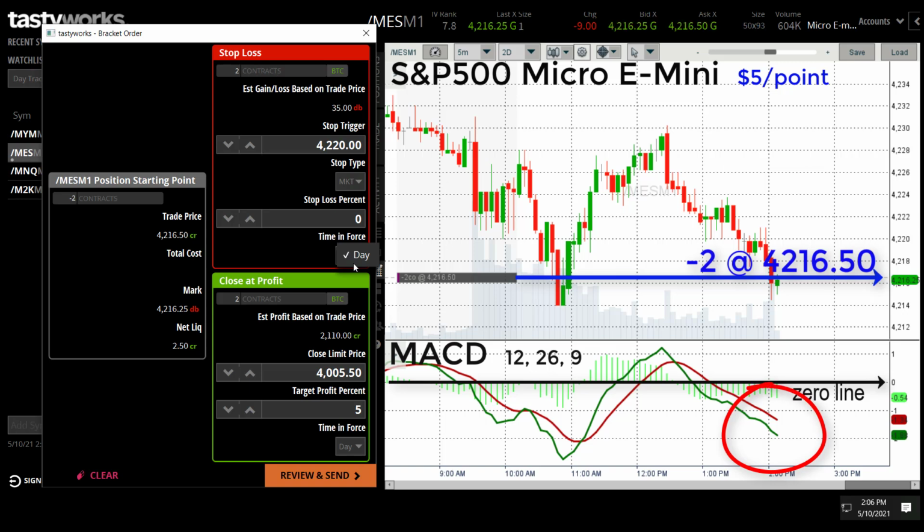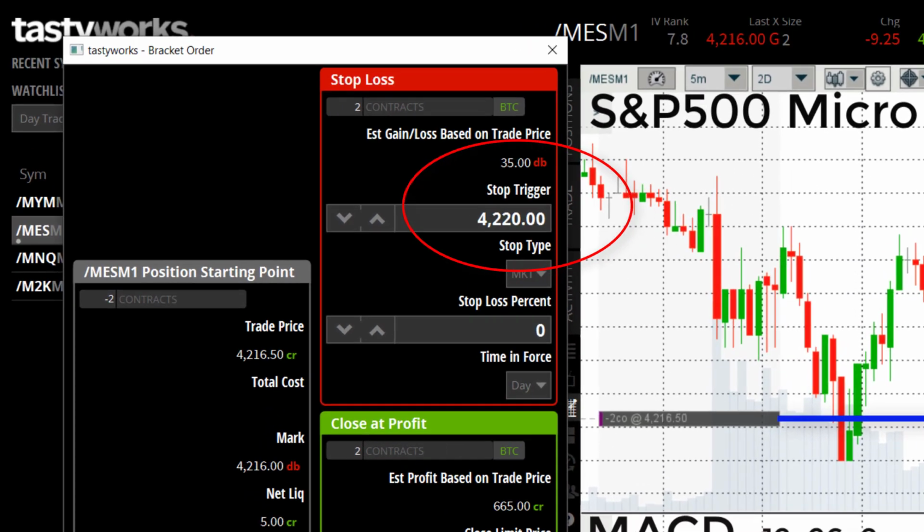You're going to like this trade. It took advantage of some of that momentum. You can see down there below the zero line, the green below the red, it's got some good downward momentum on this trade. I put in a stop price up here at 42.20, which is 3.5 points at $10 a point, $35 above where I shorted them at.